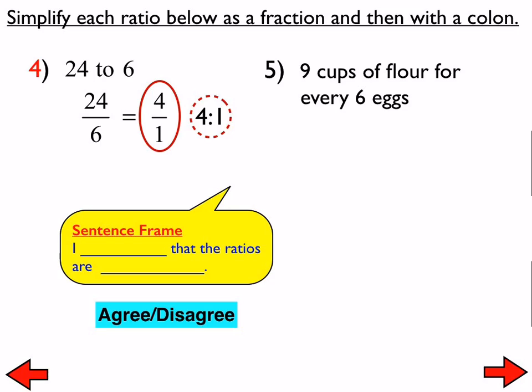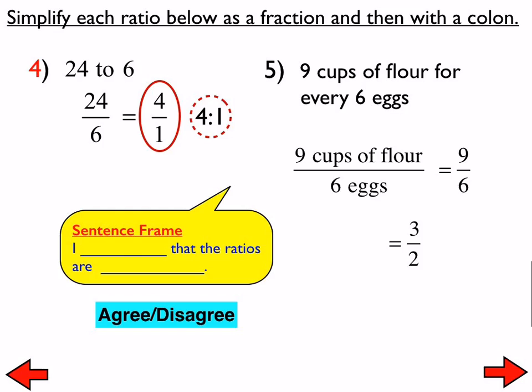Okay, there we go. 9 cups of flour for every 6 eggs. As a fraction, that's 9 over 6, but then we need to simplify that, and that simplifies to 3 over 2. And with a colon, that ratio is 3:2.